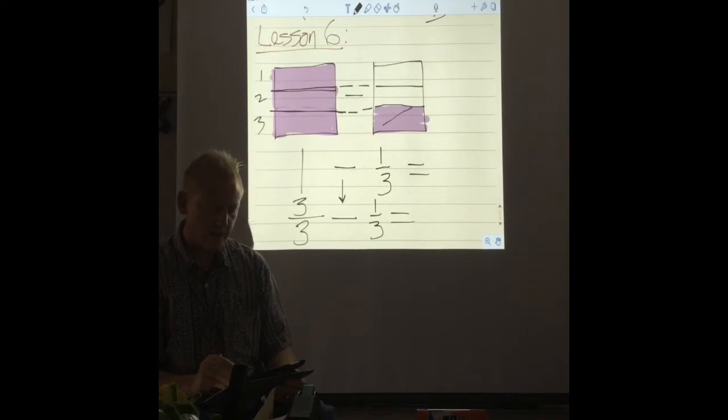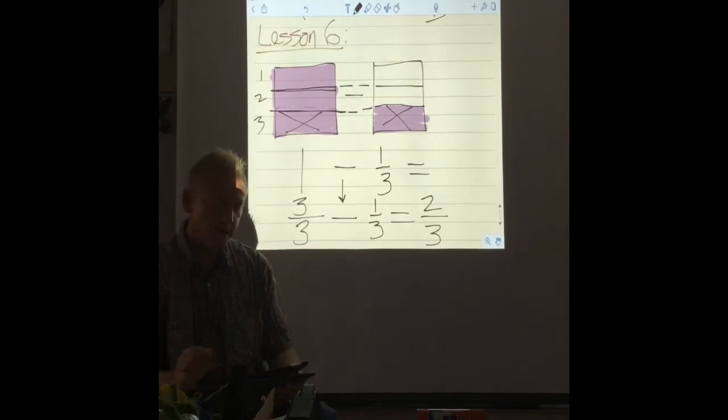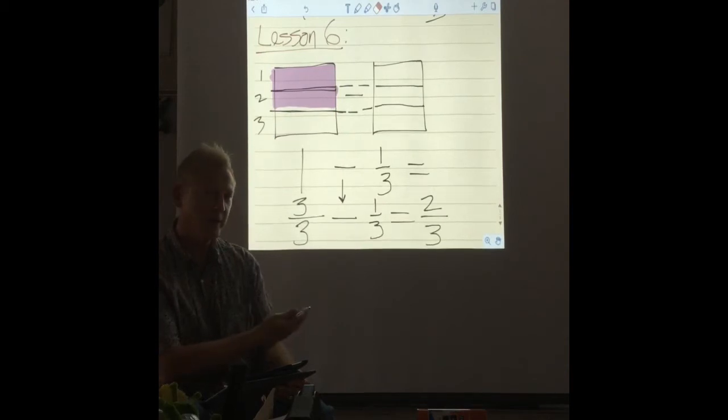I'm going to take this third away from here, and that's going to leave us with 2/3. So 3 minus 1 is 2, and the bottom number stays the same. So our answer is 2/3. I could do it like this, which I think was pretty cool. I could go like that, taking that one away from this one, and boom, we have our 2/3 left. It's kind of neat color-wise, but it doesn't work really well to do the erasing business.